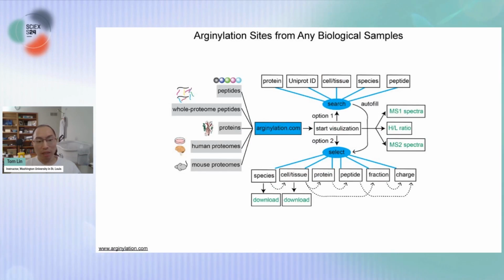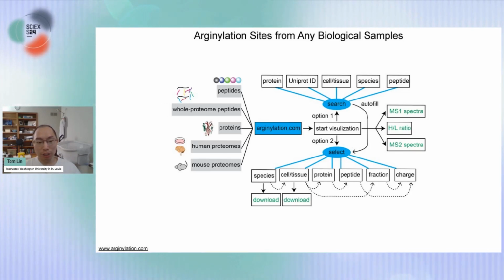Since this is the first unbiased platform for arginylation discovery, we have built a public database for everyone to review and download our data. Arginylation sites were indexed from the peptide mixture, human proteome, and mouse proteome samples. Everyone is encouraged to visit our website and give us any feedback.